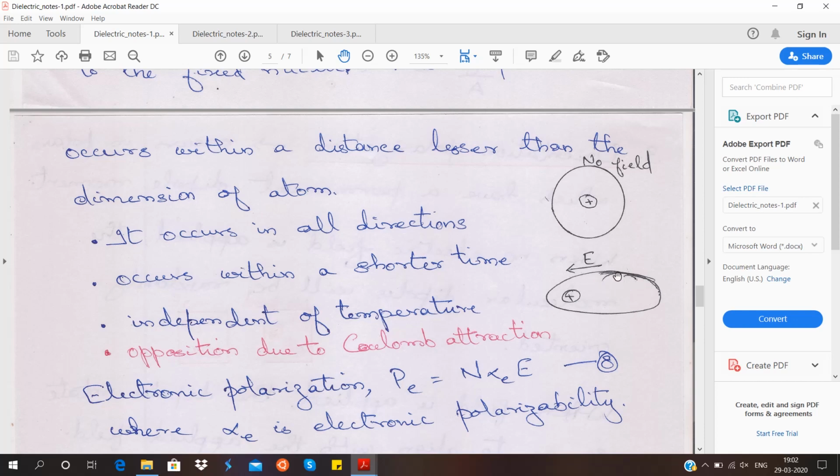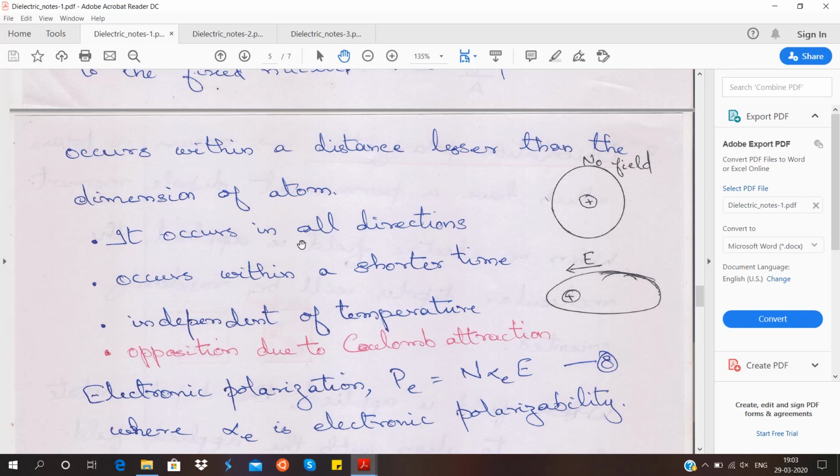But at the same time, when it is extending, we need to remember that there is always a force of attraction between the positively charged nucleus and the negatively charged electron cloud. And that's the Coulomb force of attraction. So this kind of polarization, this formation of an elongated electron cloud, the movement of the electron cloud from the positively charged nucleus, is being opposed by the Coulomb force of attraction. Now let's look into a few important points about this electronic polarization.